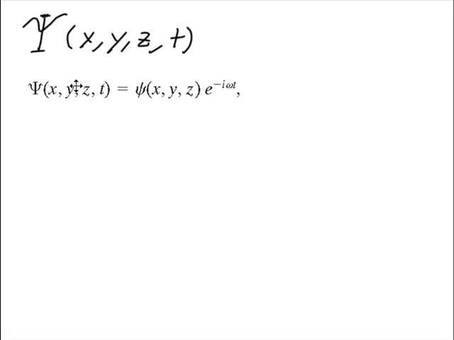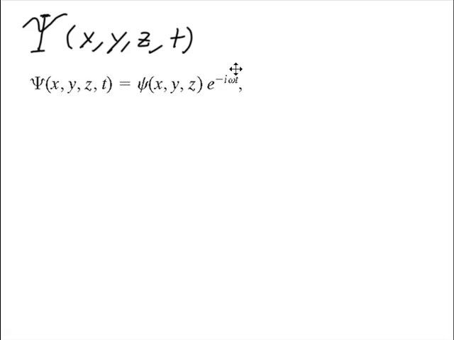So now we know that a matter wave is described by a wave function, which I've been carelessly just calling psi. Now I'm going to write it as a capital psi, and it's a function of all three position coordinates and time.